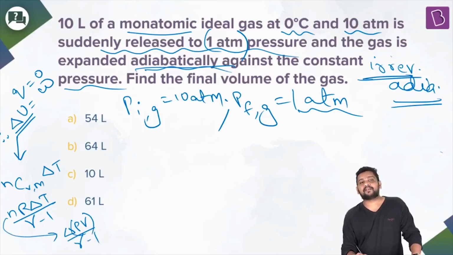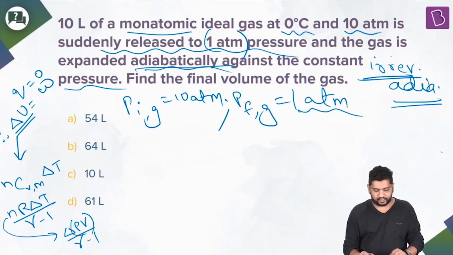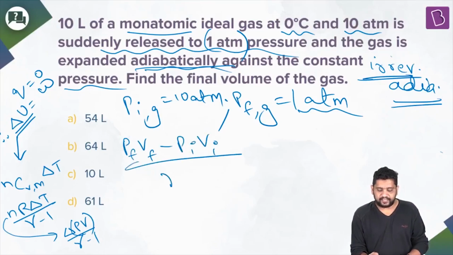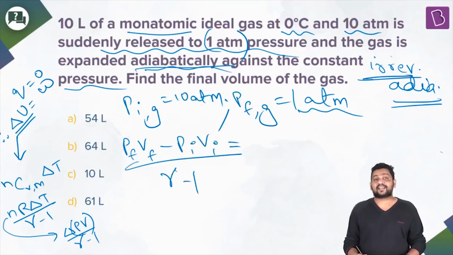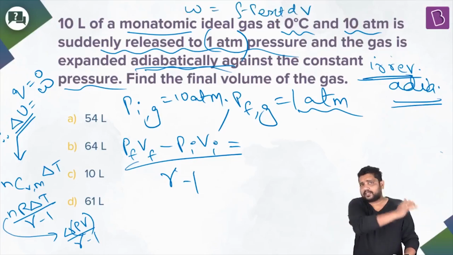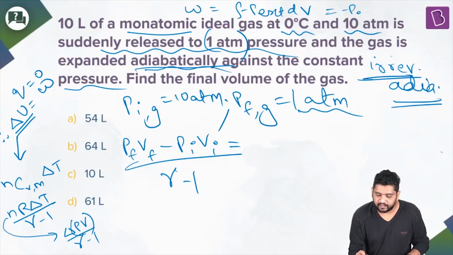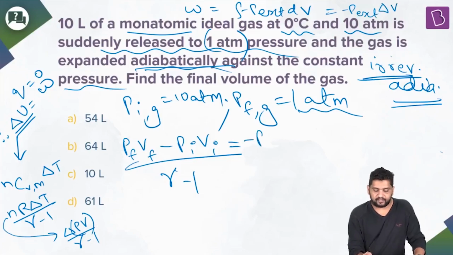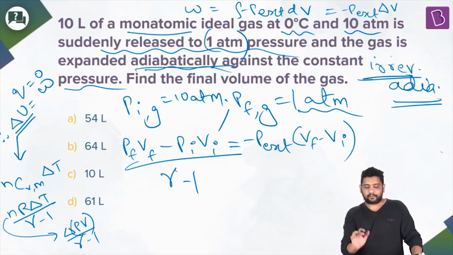What do you mean by delta PV? P final V final minus P initial V initial, right? So this is exactly what you have to write. This is the formula: delta U equals delta PV divided by gamma minus 1, and this is supposed to be equal to work done. Now work done is minus integral of P external dV. P external is a fixed value, it comes out, and what we end up getting is minus P external into delta V, that is, minus P external into V final minus V initial. So this is the formula you have to remember. I just explained it to you, but yeah, you have to remember this formula.